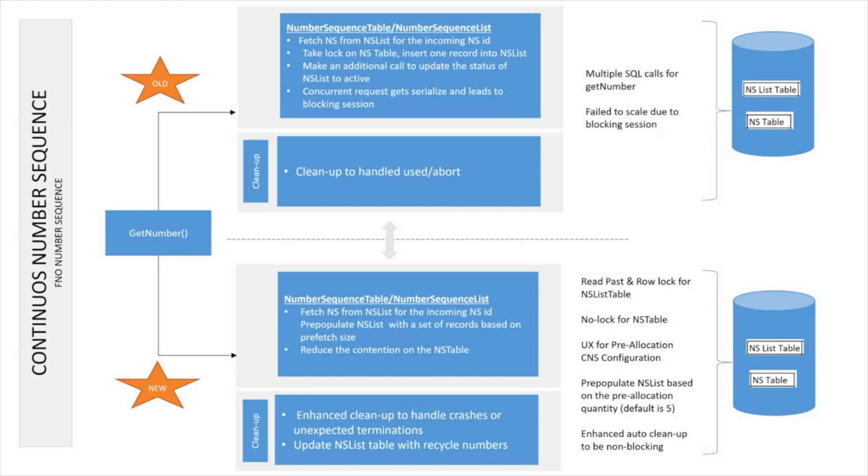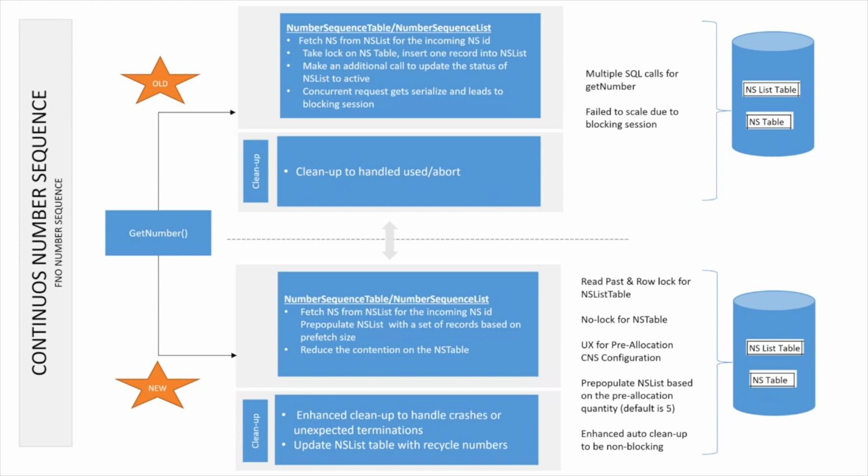As a result, it will continue to work, but we would recommend the users to go ahead and change that prefetch quantity based upon the usage of the number. So we will see fewer locks, and the system will give you a better user experience and better performance. So these were the things that were done on the number sequence list table and the number sequence table to get us a better experience and better numbers. So this is how the old and the new architecture is different.